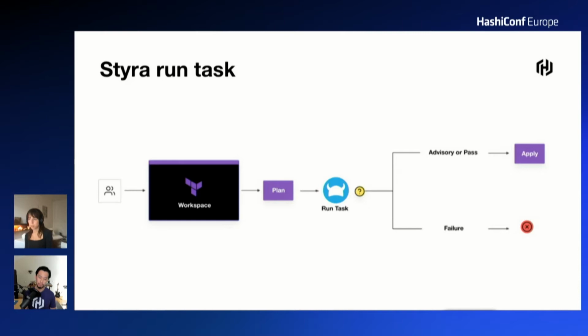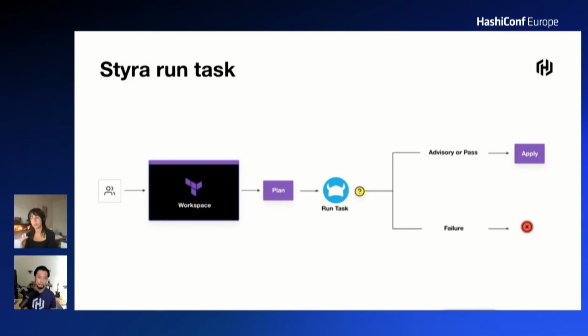So the way the run tasks work is you create the organizational level resource of the run task and then associate it with your chosen workspace. Once you do, on any of your future Terraform plans, Terraform will send the plan details, including the proposed resource changes, to the configured tool, which in this case is Styra.